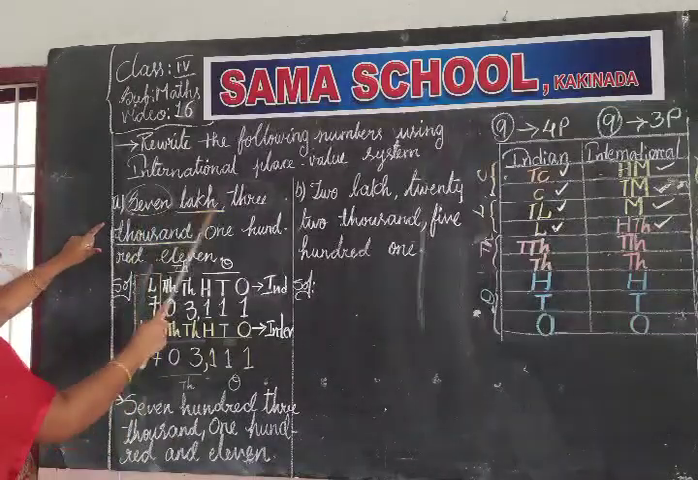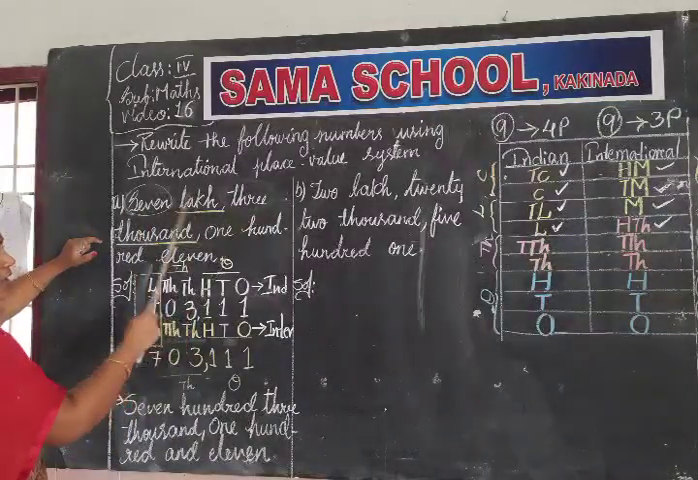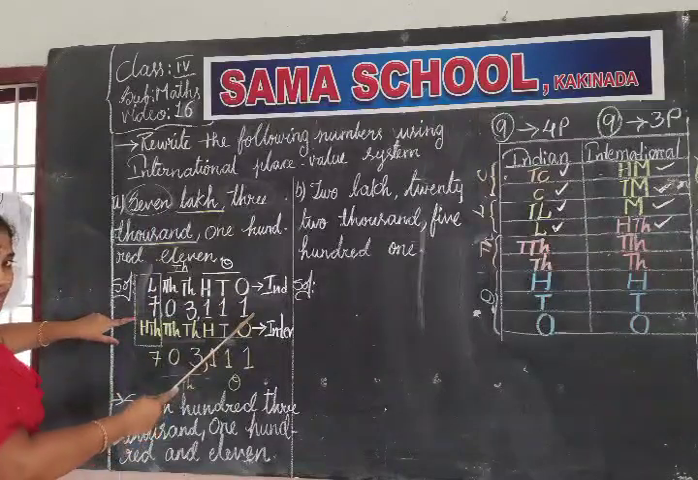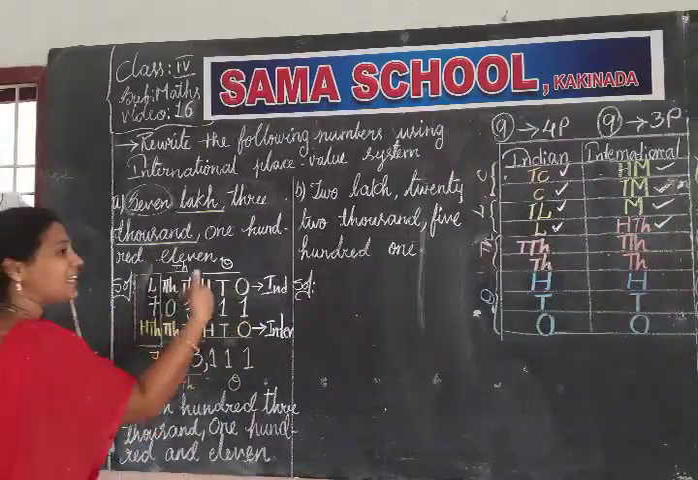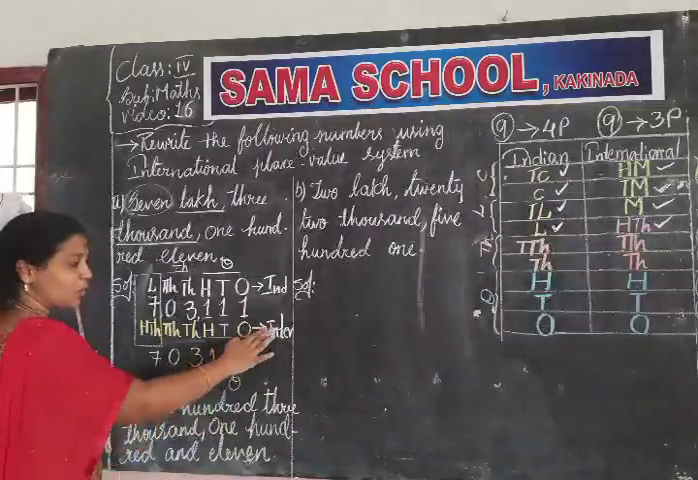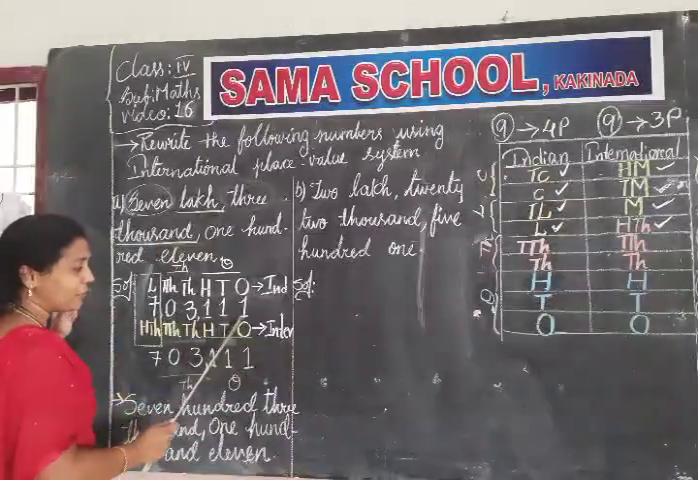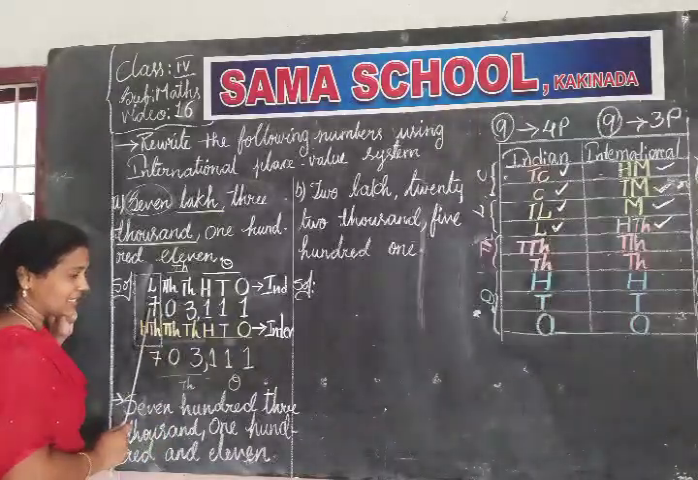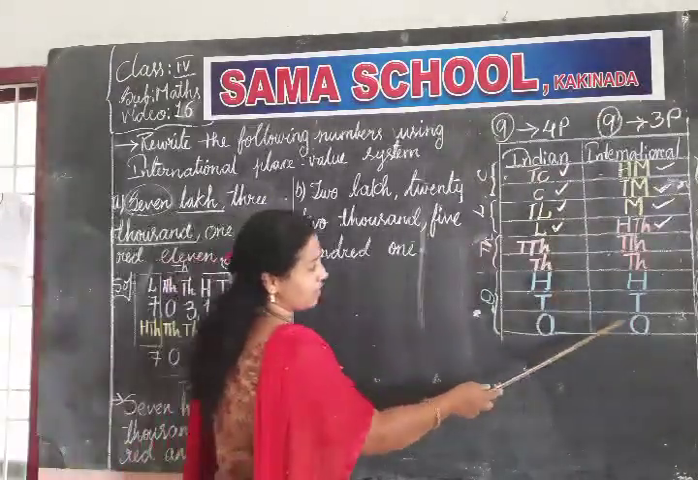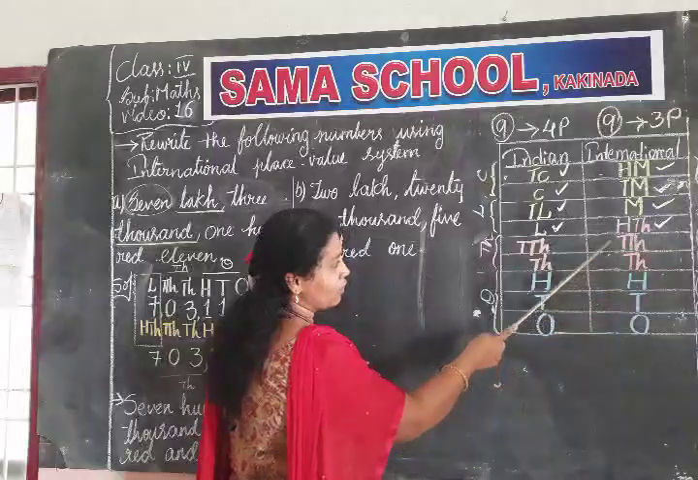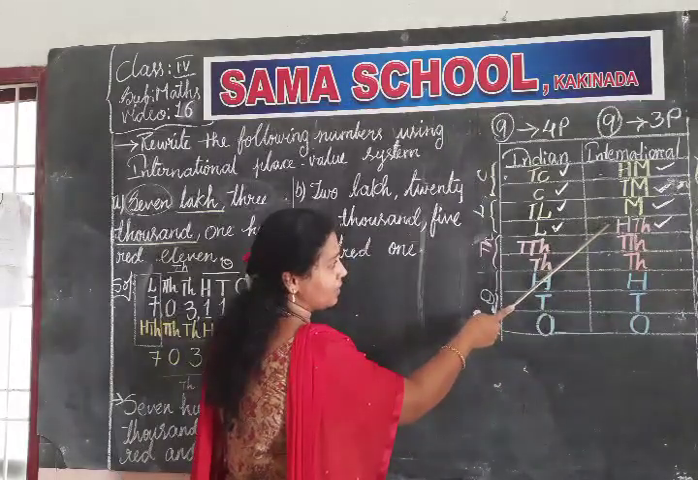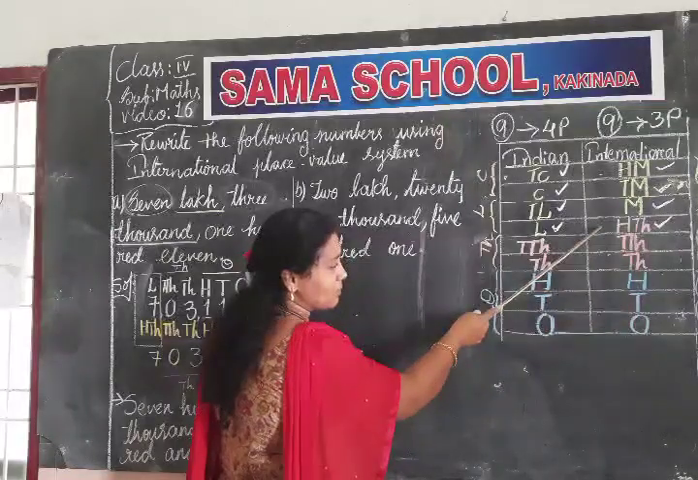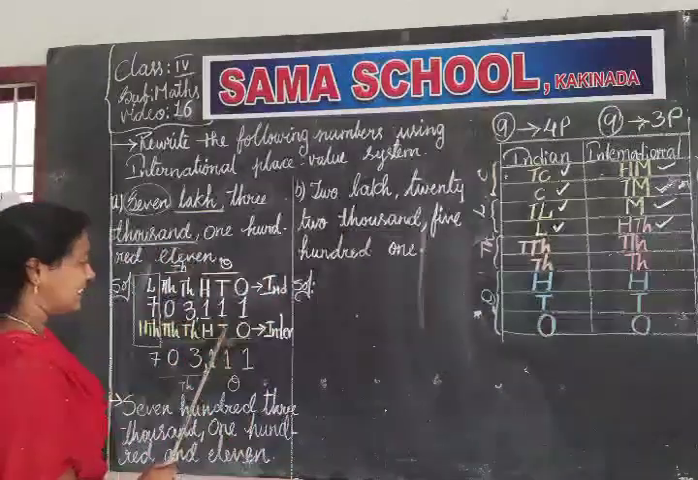First, read the question. According to the Indian system, we have to write the number. Now, we write the international system. First, identify how many places are here. Here, 6 places. So, see the chart. 6 places we have to write, up to 100,000: 1, 2, 3, 4, 5, 6.